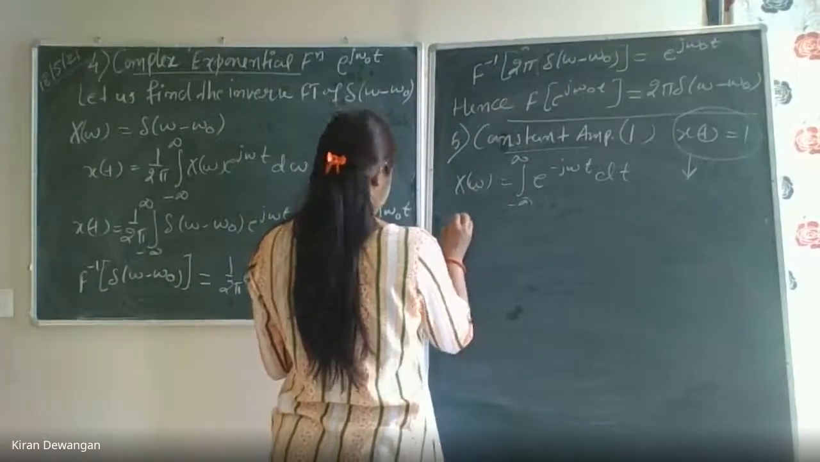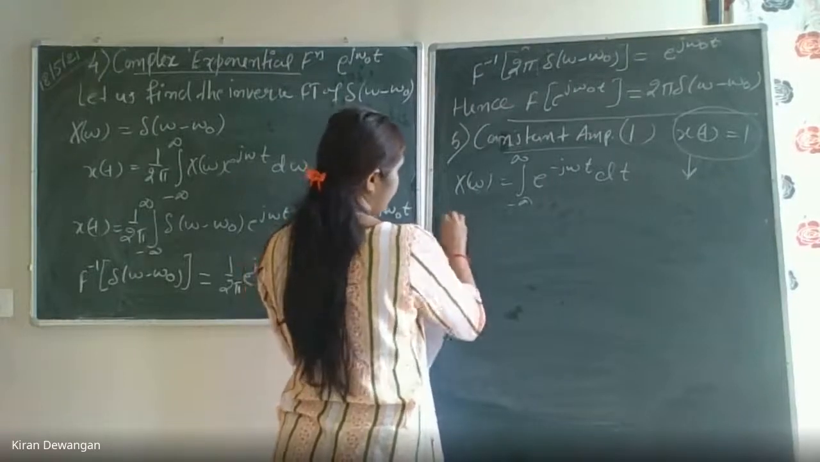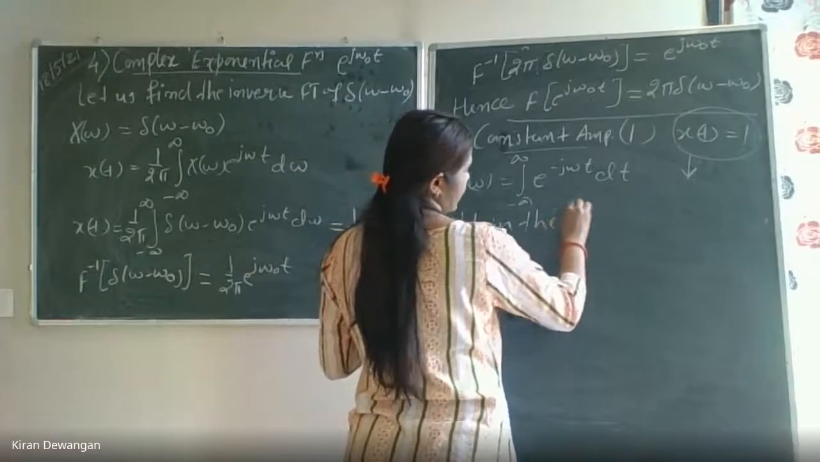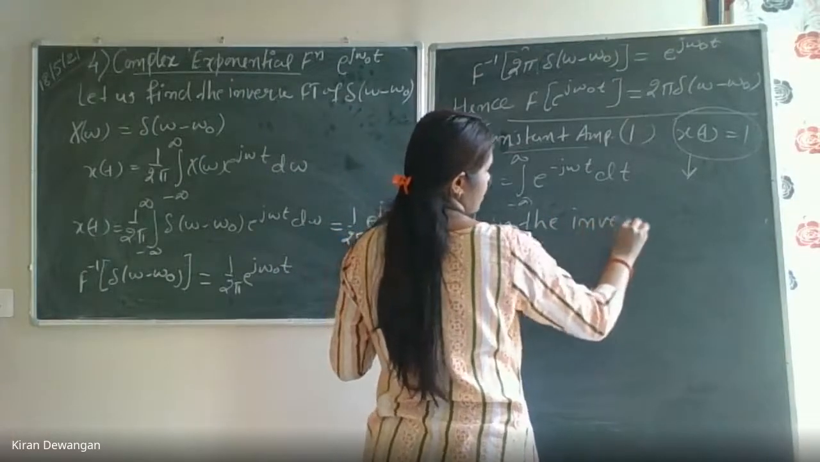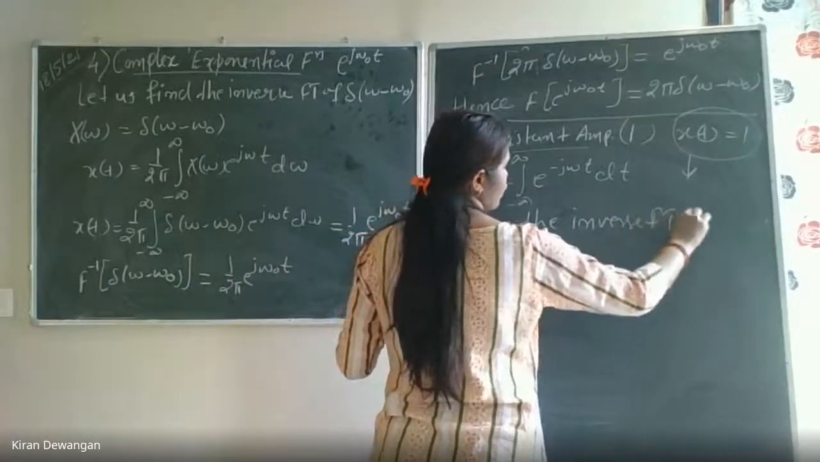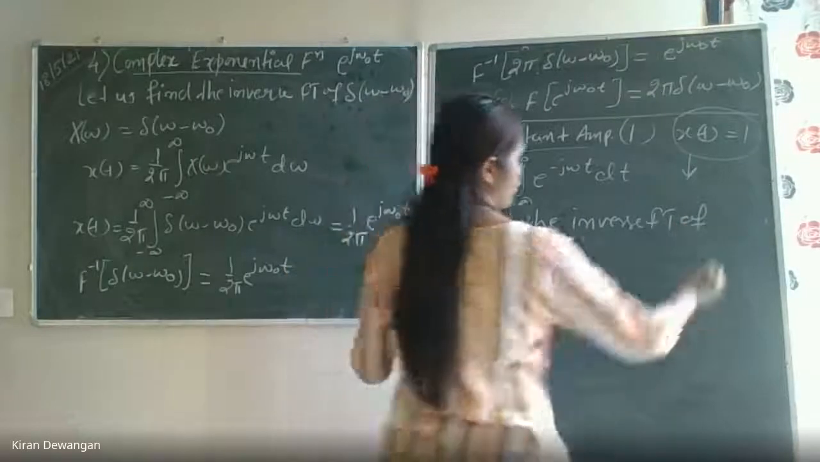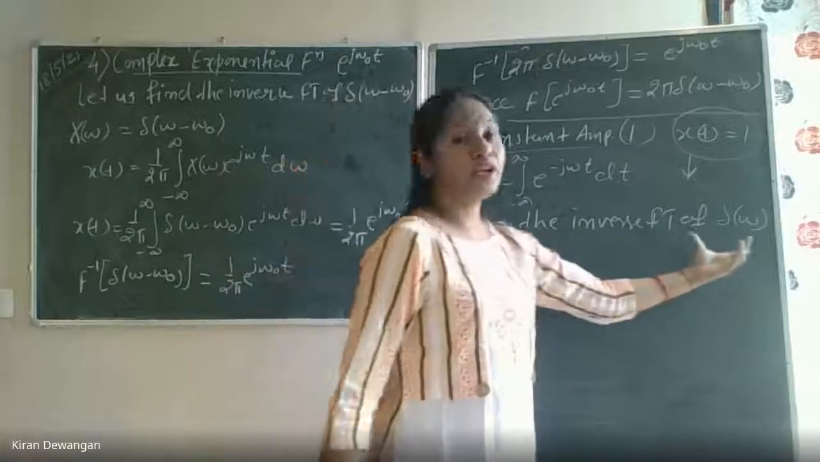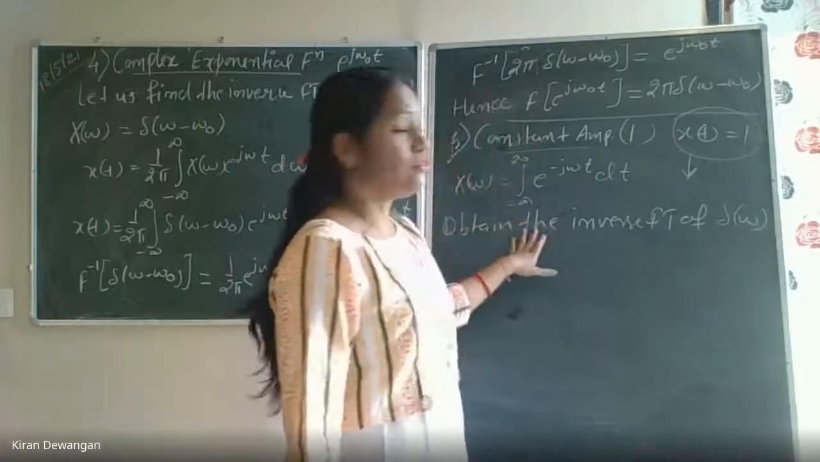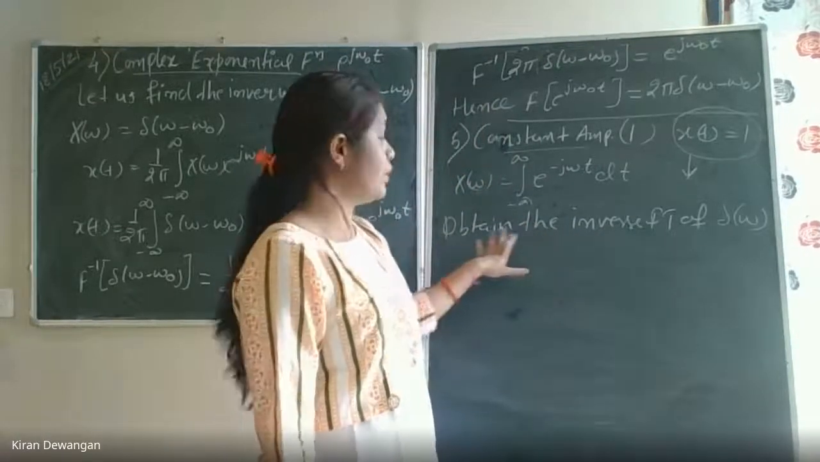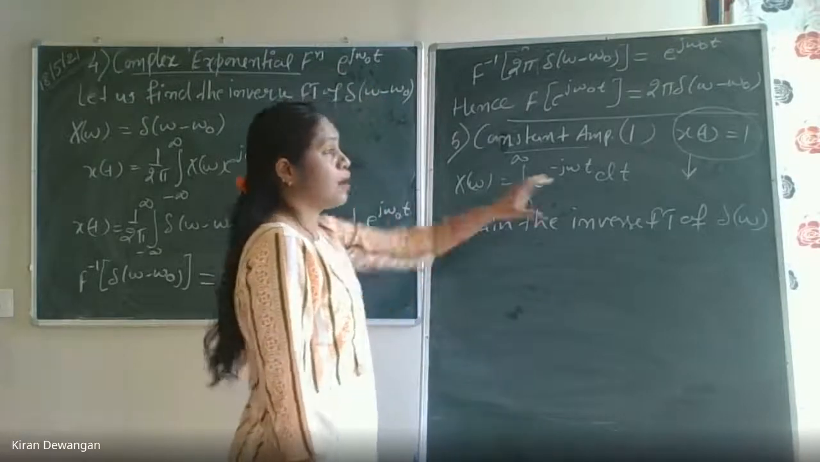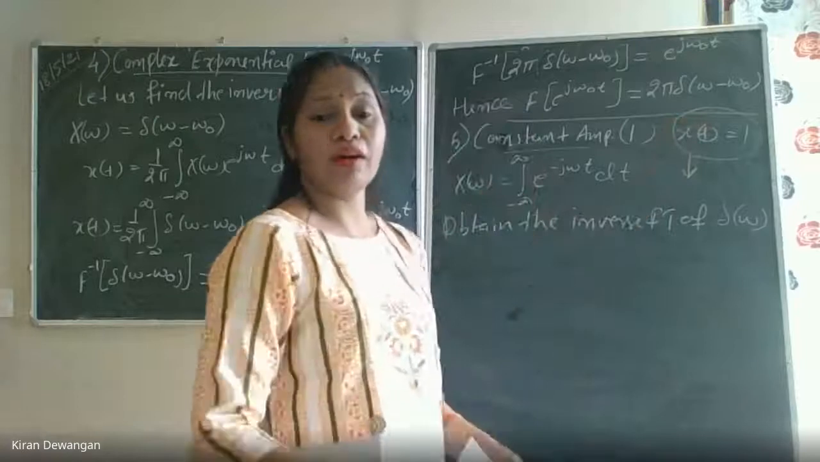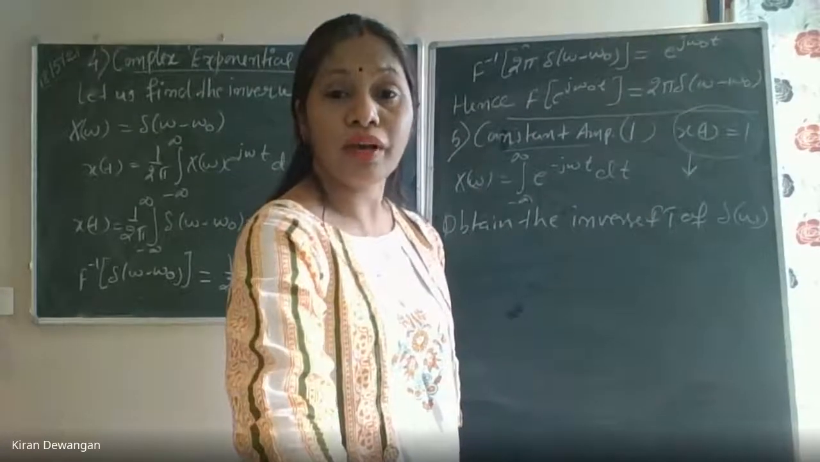In that case we will obtain the inverse Fourier transform of del omega. Okay, why have we taken the inverse Fourier transform of del omega? Because here x(t) is 1, and 1 is the Fourier transform of what? 1 is the Fourier transform of just del t.